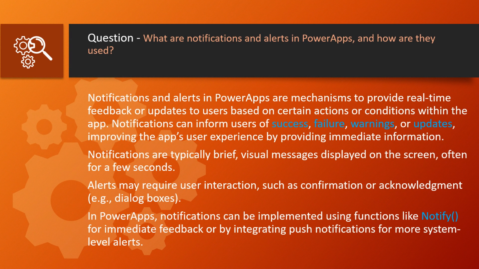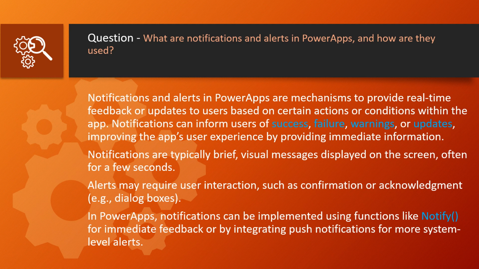Here the first question is, what are notification and alerts in Power Apps and how are they used? Notification and alerts in Power Apps are the mechanism that provide real-time feedback or updates to the user based on certain actions or conditions within the app. By the notification you can inform the users about the success, failure, warning or updates, and it definitely is going to improve the user experience by providing immediate information.